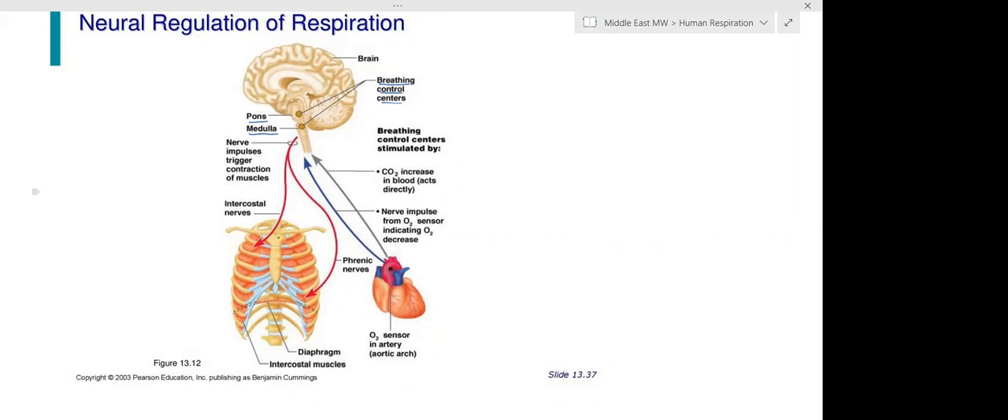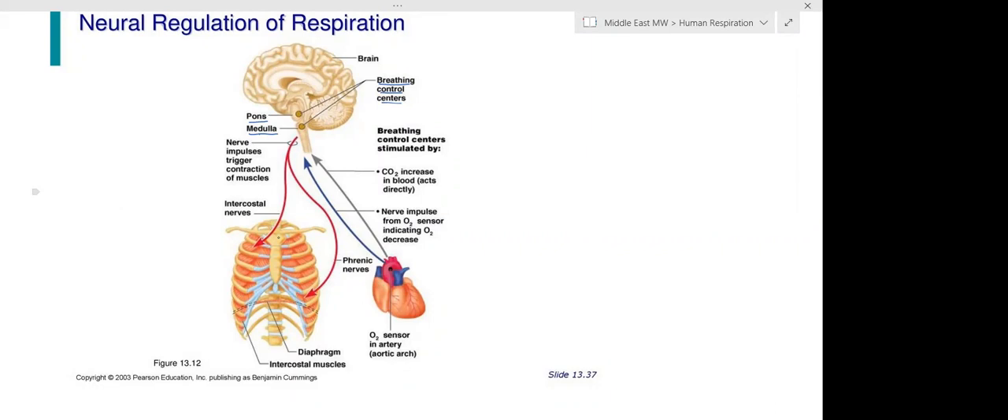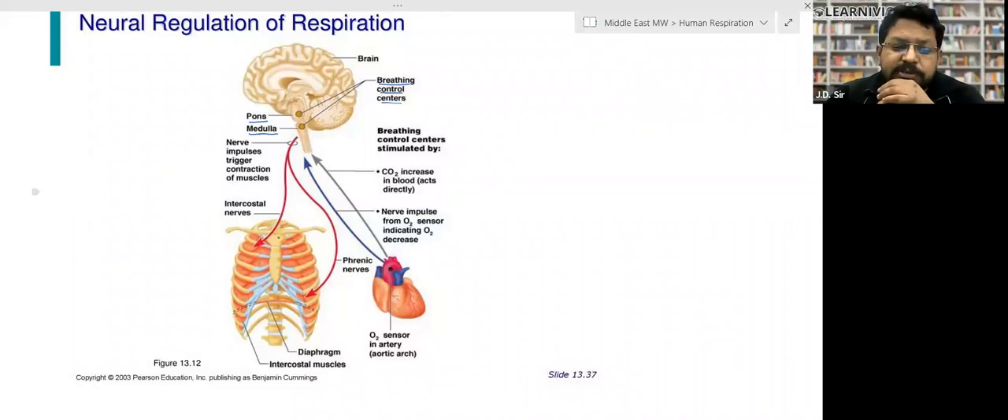What's O2 sensor, sir? O2 sensor means the level of oxygen in our blood. Nerve impulse from O2 sensor. What does that mean? It means the amount of oxygen present in our blood is sensed by our medulla part, the respiratory center.